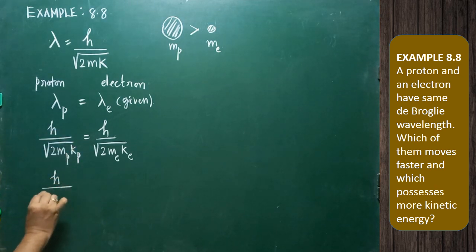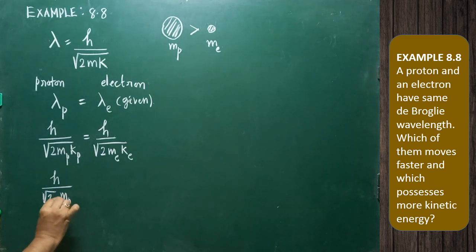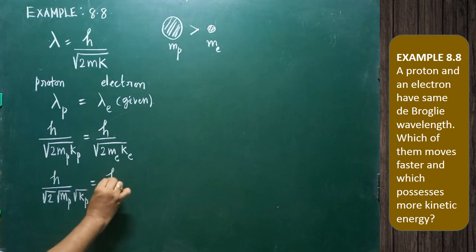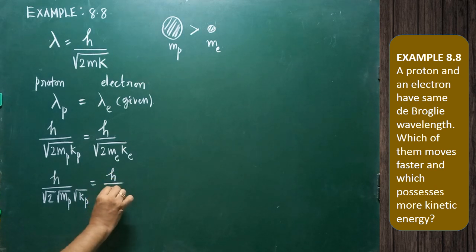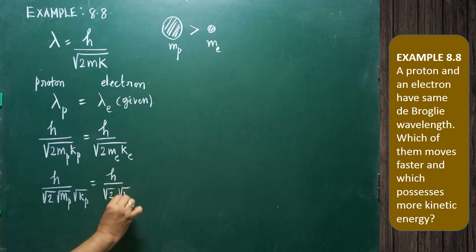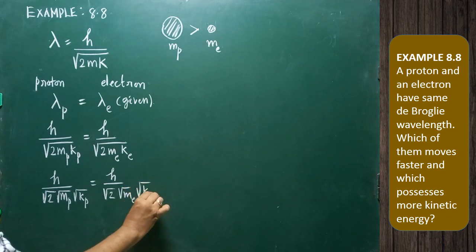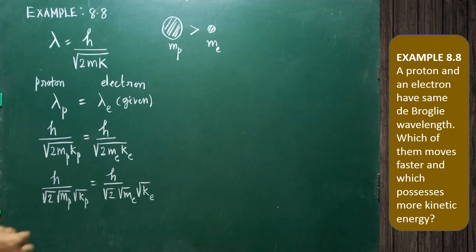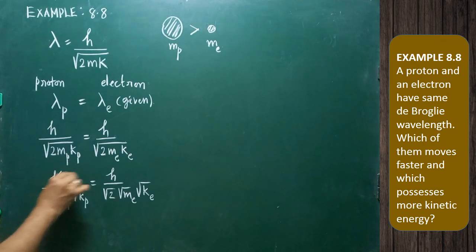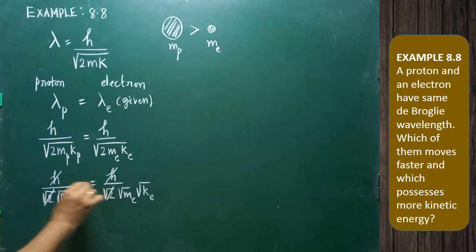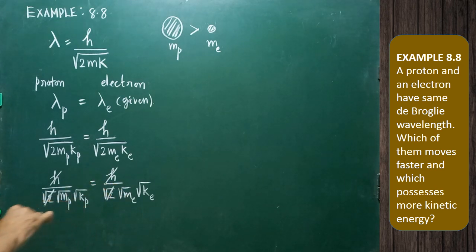Now we have to split it. h divided by root 2, square root of mp, square root of Kp, equals h, square root of 2, square root of mass of electron, square root of kinetic energy of the electron. So in that format first you write, later you can cancel. h can be cancelled, square root of 2 can be cancelled. The remaining steps are given here.